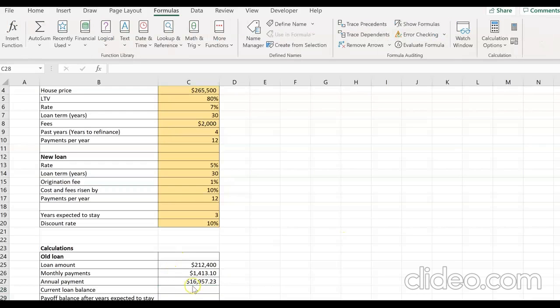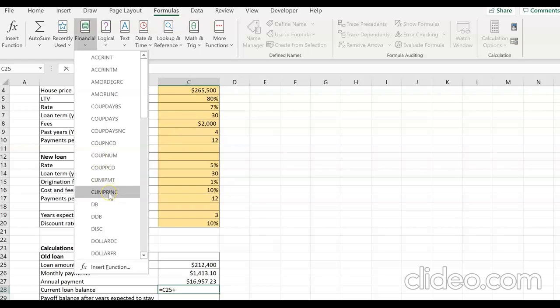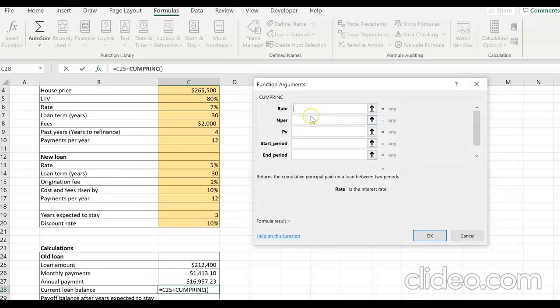To calculate the current loan balance, I used the loan amount plus, and then I used the function CUMPRINC. I have the rate 7% divided by 12 months.